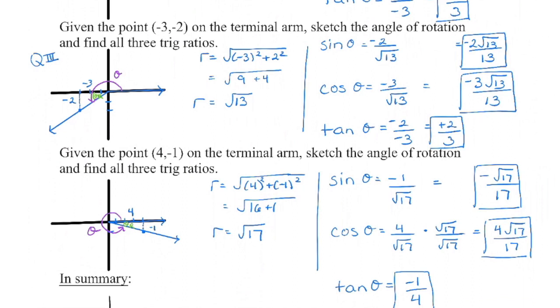My third one, my point on the terminal arm is -3, -2. So I'm going to go -3 on the x-axis, -2 on the y-axis, and I'm going to draw in that vertical line to create a right angle. I'm going to calculate the value of r by using Pythagoras' theorem, and then again, I'm going to set up my 3 primary trig ratios.